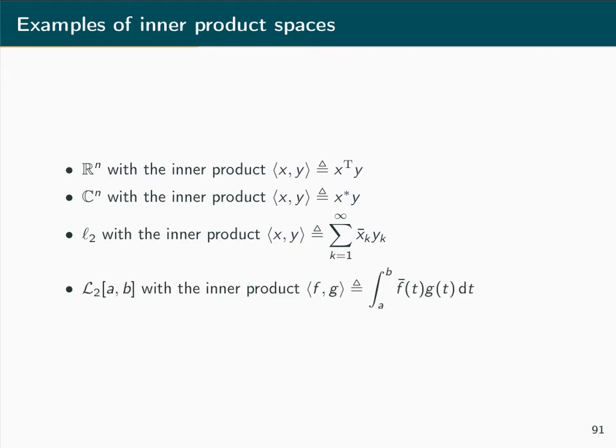Also, the function space L2 of square integrable functions on the interval AB is an inner product space with the inner product of two functions f and g defined as the integral from a to b of the complex conjugate of the function f multiplied with the function g dt.